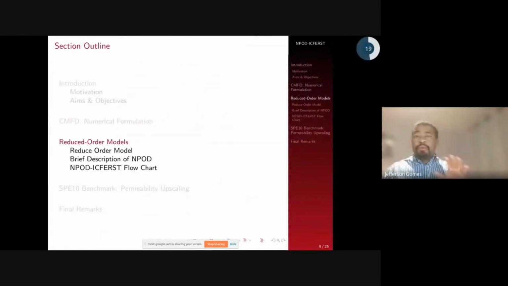So now we're going to pass to Temi, who will drive from now on. Temi, whenever you want, just let me know. I can move the slides.